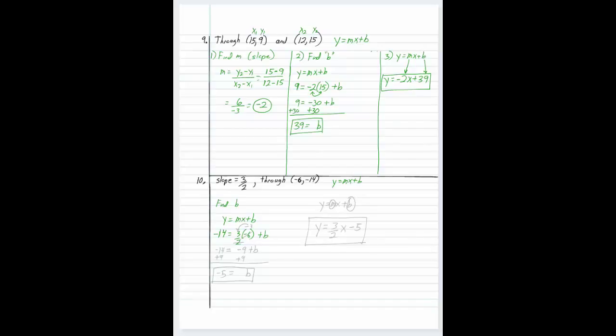Well, I see -6 and 2 may reduce to -3. And -3 may multiply to 3 to become -9. Then finally, we will add 9 to both sides. And this gives us -5. So if we put it together, that is, replace M and replace B, our equation is Y equals 3/2 X minus 5.